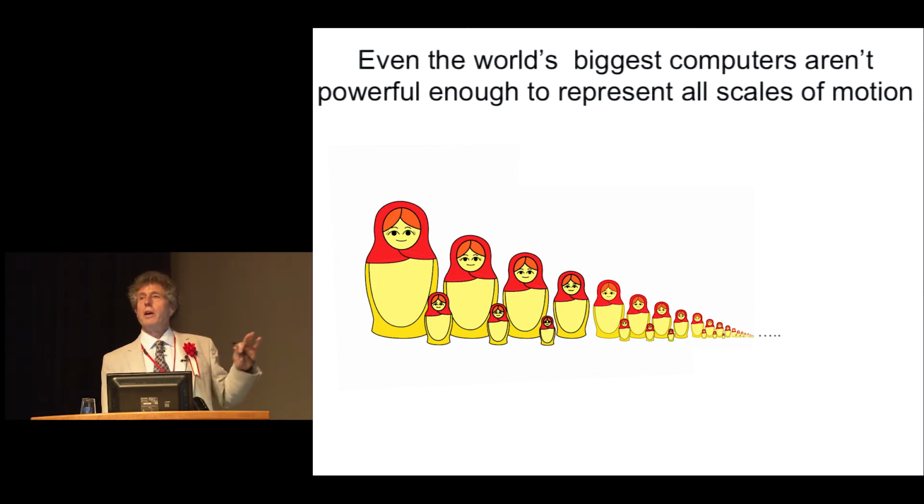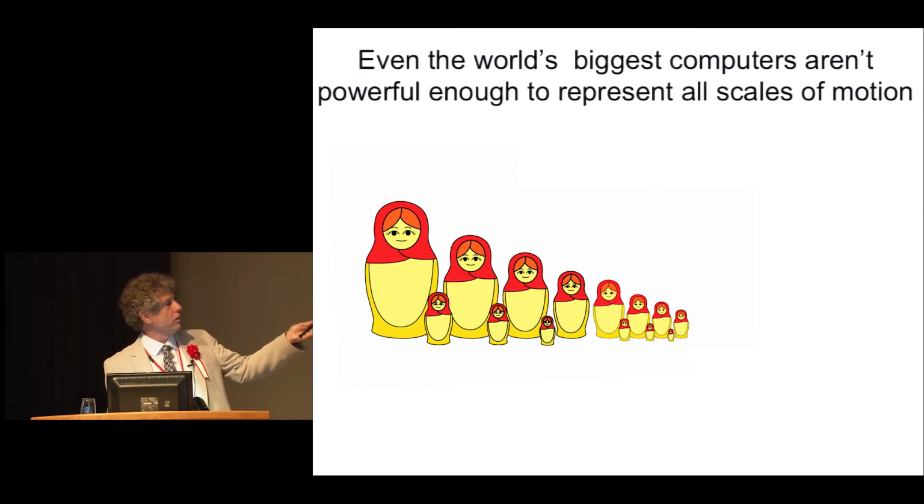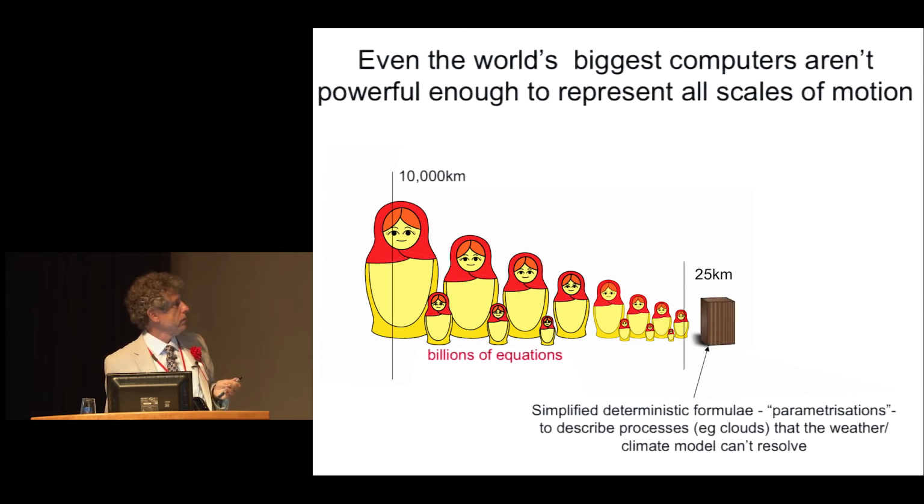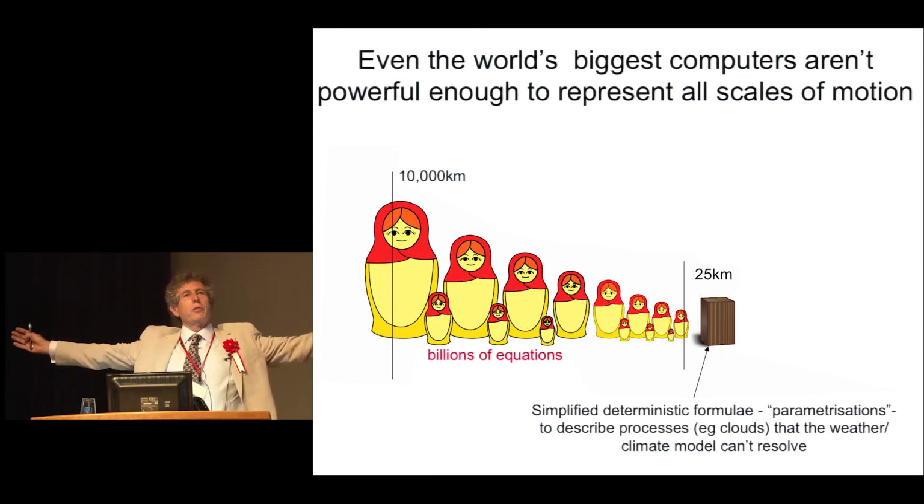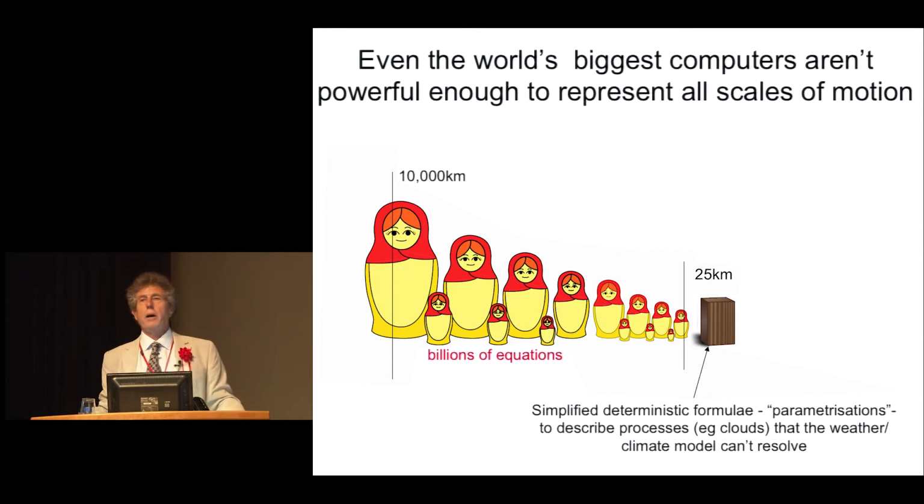So what we have to do is start throwing away Russian dolls, truncating our equations. So here I'm throwing away the small Russian dolls, and then I stop when my computers are big enough to solve the equations for the remaining Russian dolls. And a typical weather forecasting model, or even climate model, can represent scales of motion from the very, very largest scales on the planet down to about, say, 25 kilometers.